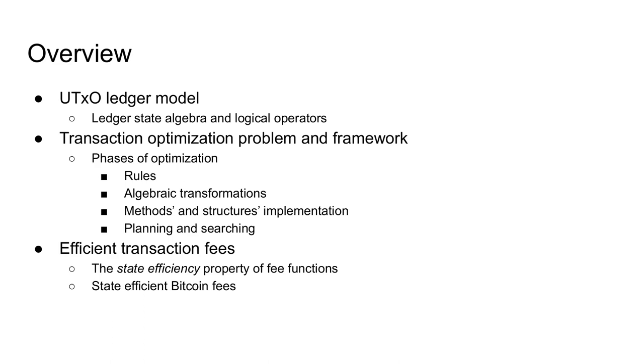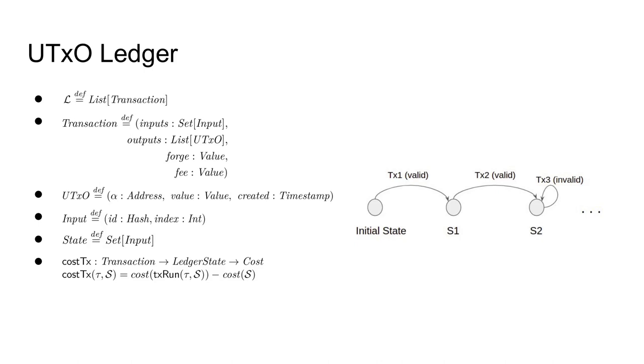That is, how to incentivize users via fees in order to create efficient transactions rather than transactions that increase the state of the ledger. So first of all, the model. And our model is a standard first-order algebra-based model in a top-down approach.